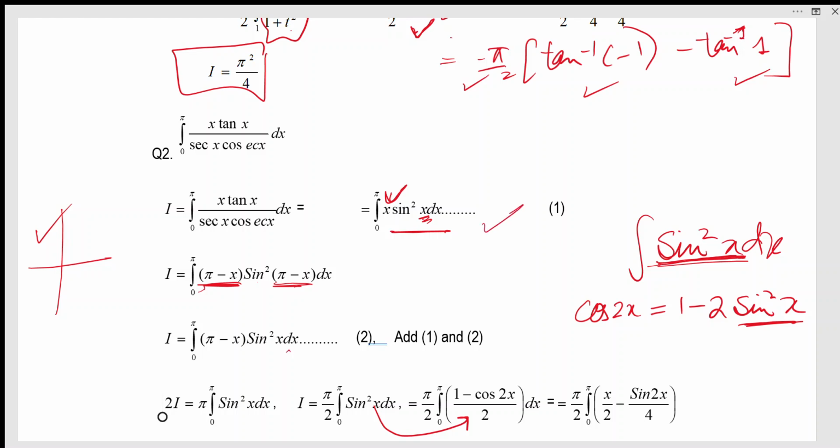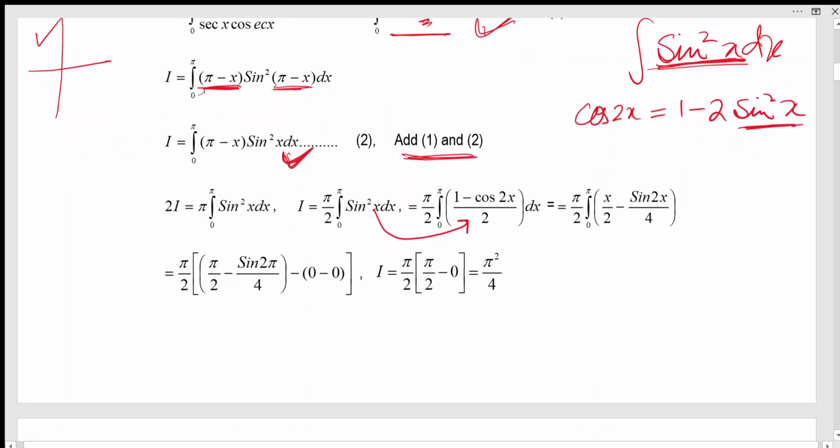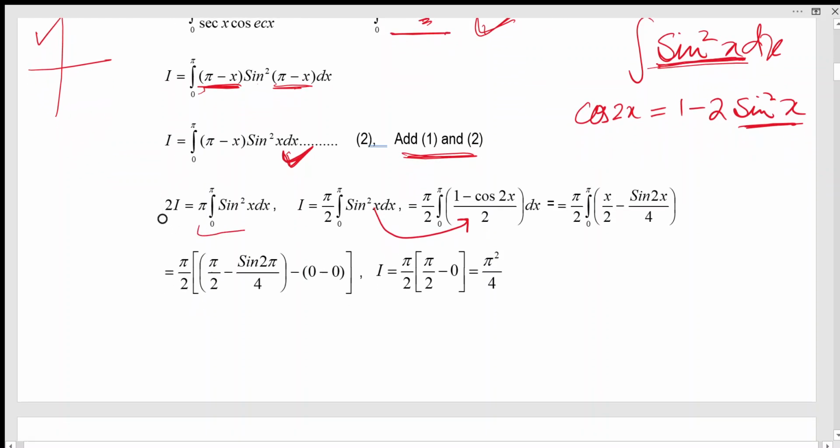Now this is equation number 1, meaning the question after simplifying, and this is equation number 2 after applying the property. Add equation 1 and 2. When you open the bracket, the x terms will get cancelled. You're only left with pi, integral 0 to pi sine square x. Now sine square x, how to integrate? It will be 1 minus cos 2x upon 2.